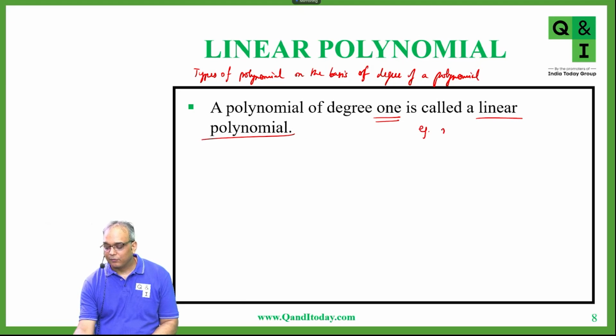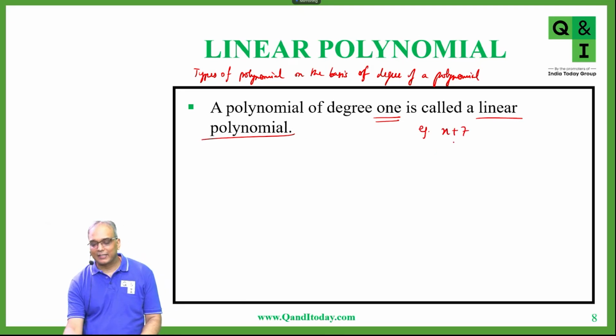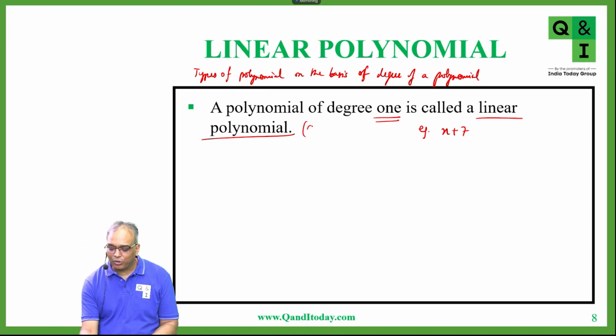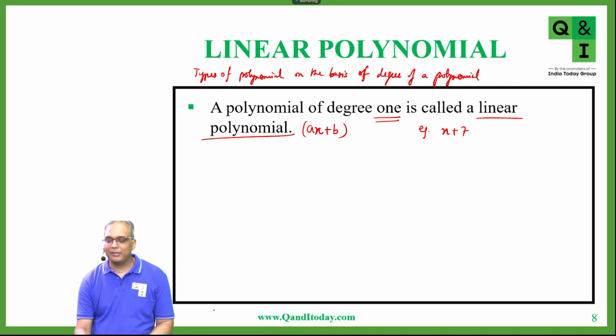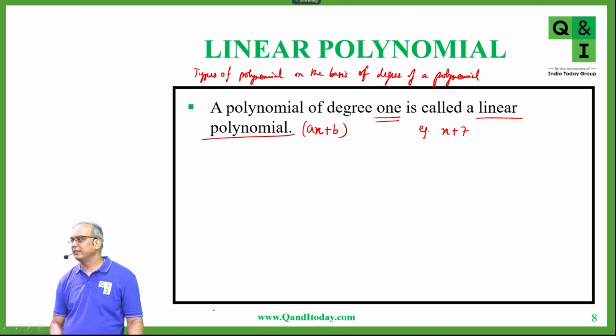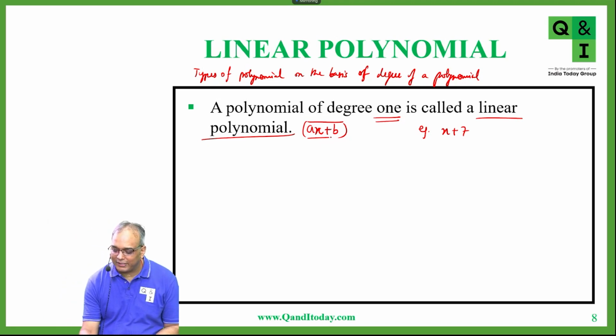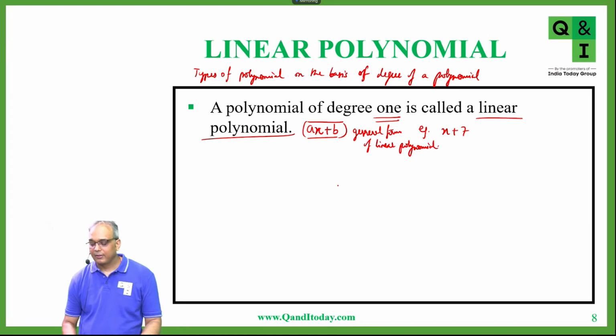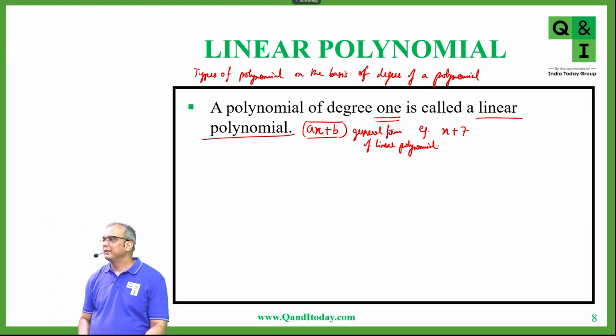An example would be x plus 7. Here the degree is 1 and that's why it is called a linear polynomial. In general, a linear polynomial can be written as ax plus b, where x is the variable and a and b are constants. So this is the general form of a linear polynomial. Is it clear to everyone?